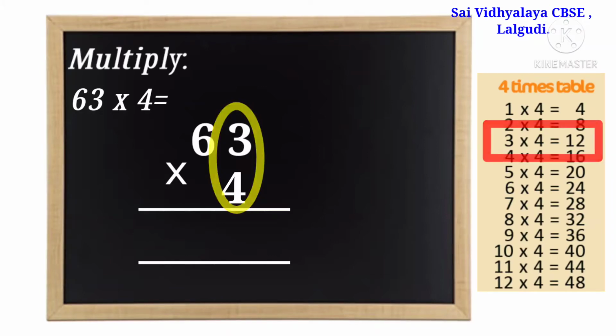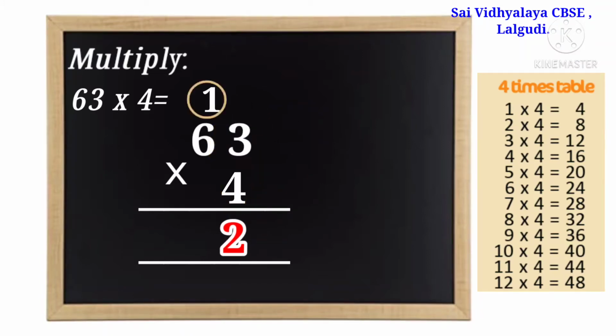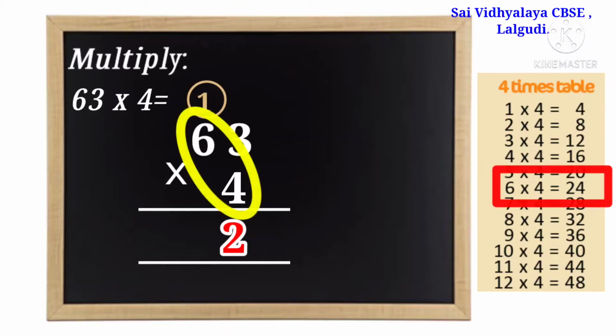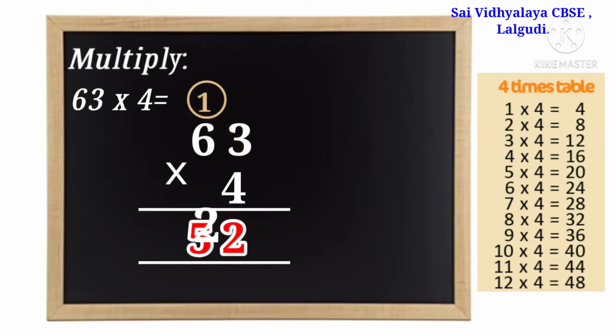3 into 4. 3 4s are 12. 12 is the two-digit number. We have to write 2 in the ones place and 1 as the carryover in the tens place. Now 6 into 4. 6 4s are 24. The carryover should be added. 24 plus 1 is equal to 25. Write 5 in the tens place and 2 in the hundreds place. Therefore, 63 into 4 is equal to 252.